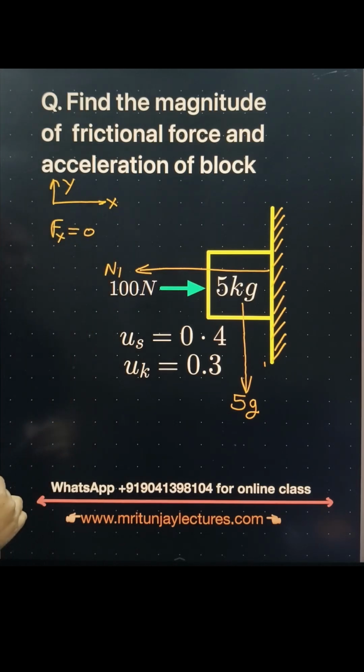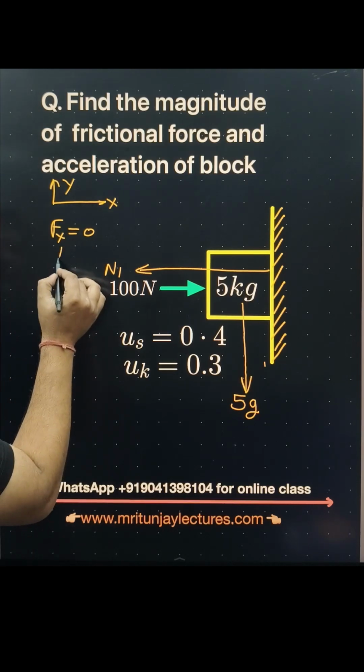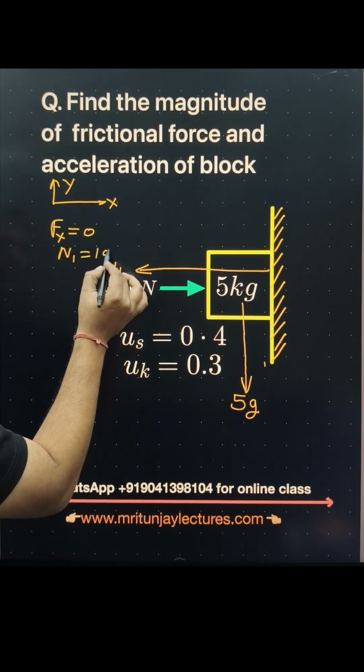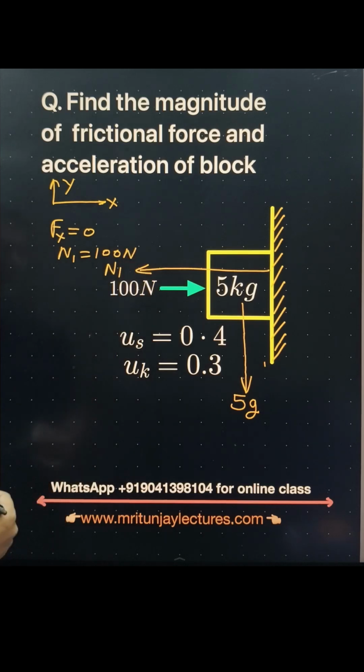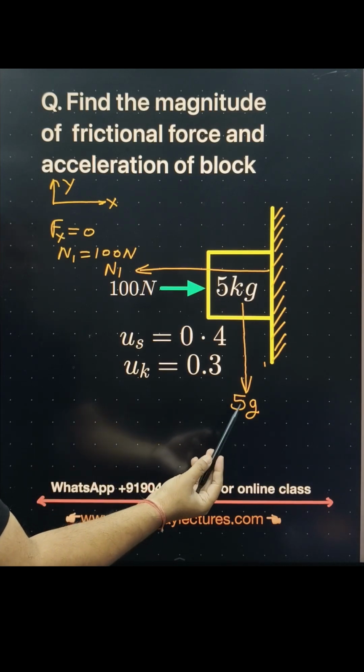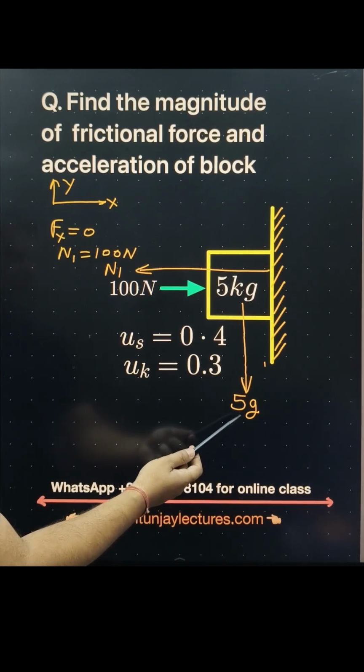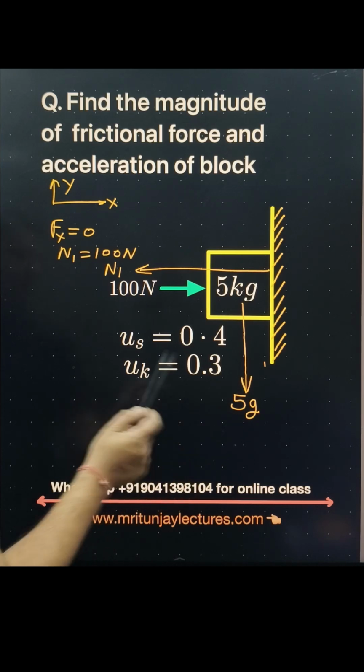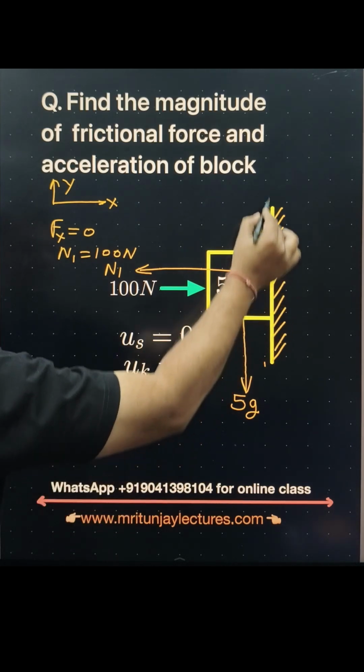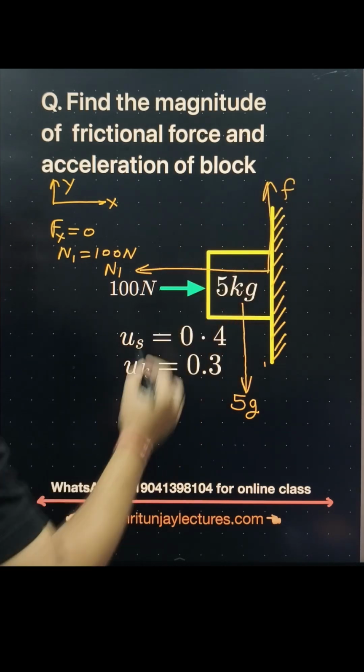According to Newton's second law, net force in X direction is how much? 0. So you can say that N1 will be equal to how much? 100 Newton. So N1 is 100 Newton. Now, frictional force works in which direction? Always opposite to the applied force. The applied force is here, like that one, so frictional force develops in this direction, that is F.